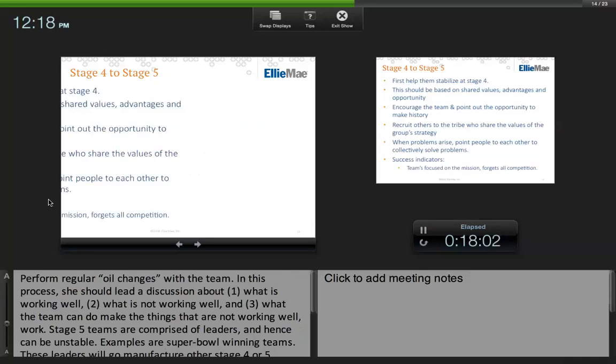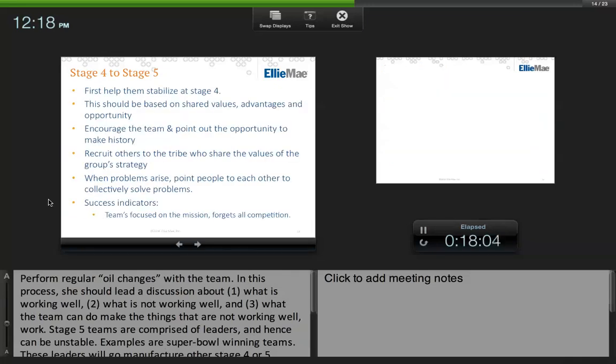Lastly, to go from stage 4 to stage 5. Like we talked about, stage 5 teams are outperforming teams. They don't even see the competition. You know, we don't need a competitor to make Ellie Mae better. We're the best already, and we're going to continue outperforming everybody. So our focus becomes us becoming as great as we can be. How do we get there?